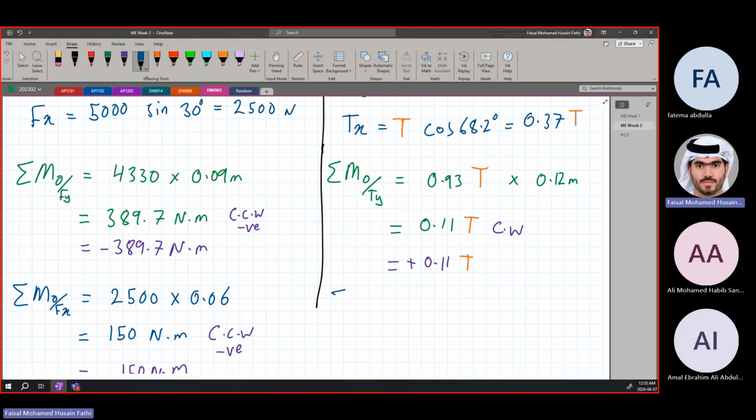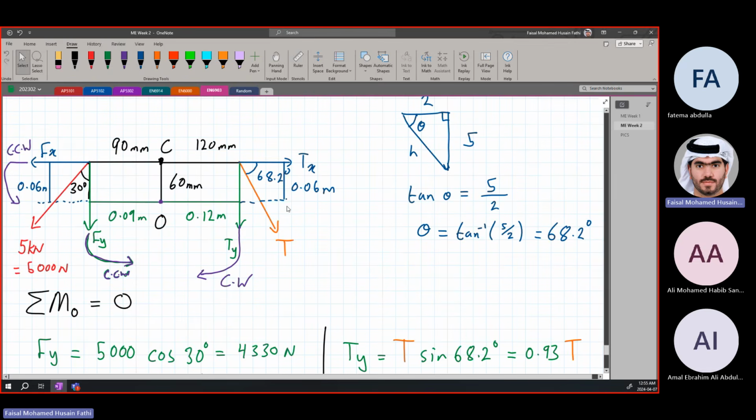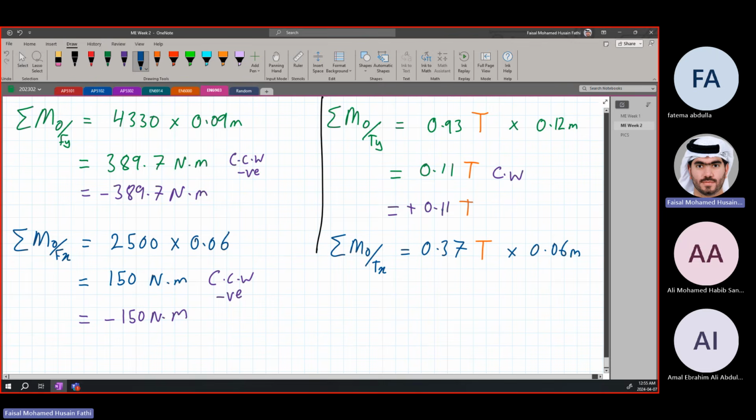And now we do the exact same thing for the moment around O for Tx, which is equal to 0.37 T times the distance x, which is 0.06 meters. It's this distance over here, 0.06 meters, the perpendicular distance, which is equal to, if we just simplify the numbers, 0.37 times 0.06, it is 0.02 T.